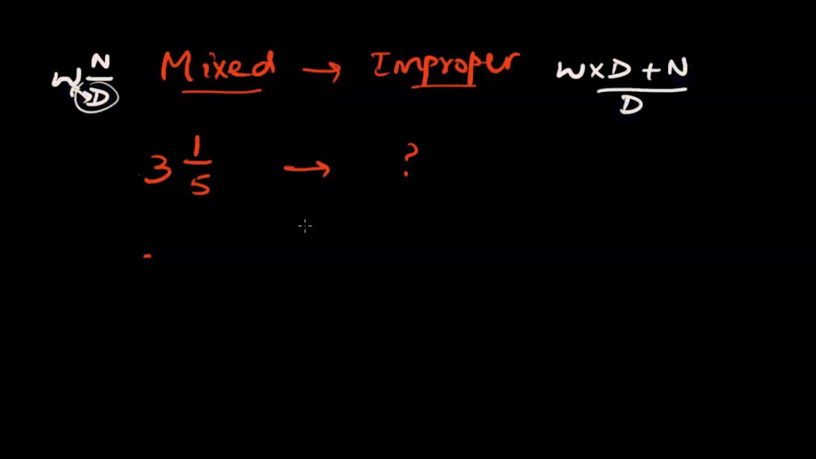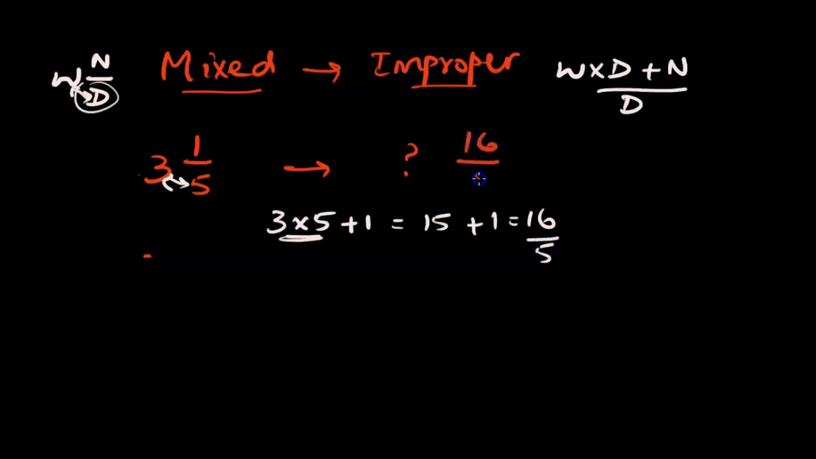How do we do this? We would do 3 times 5. So multiply this with this, plus 1, which is 3 times 5 is 15, plus 1 is 16 over 5. Therefore, the improper fraction is 16 over 5.